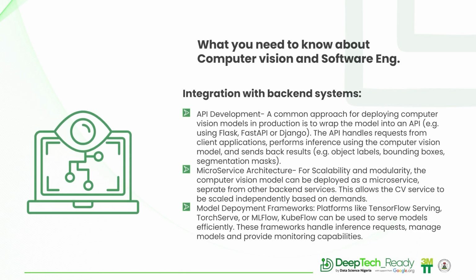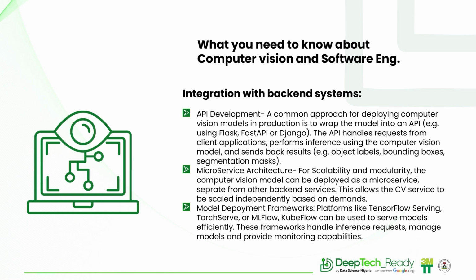Now, integration with backend systems. Computer vision systems are very, very easy to integrate when you are dealing with backend systems. First is API development. A common approach for deploying computer vision models in production is to wrap the model into an API using Flask, FastAPI, or Django, or maybe Dapper. The API handles requests from client applications, performs inference using the computer vision model, and sends back results, e.g. object labels, bounding box, segmentation.